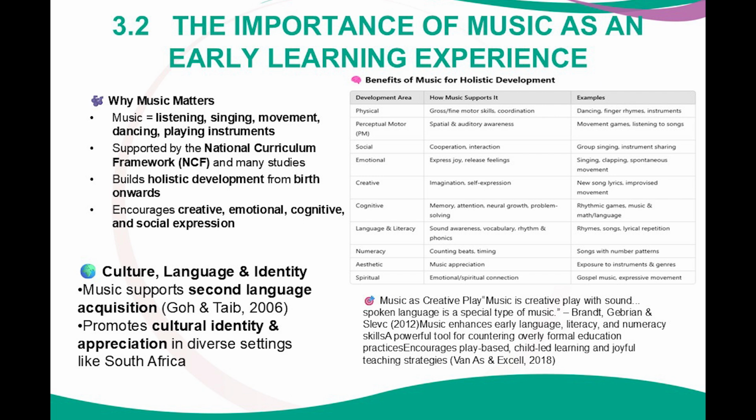When it comes to numeracy, we're counting beats, timing, songs with number patterns. Aesthetic would be just music appreciation, exposure to instruments and genres. And spiritual, where maybe you use emotional and spiritual connection, gospel music, expressive movement, whatever the case may be. There are a lot more examples in your study guide that you need to look through.